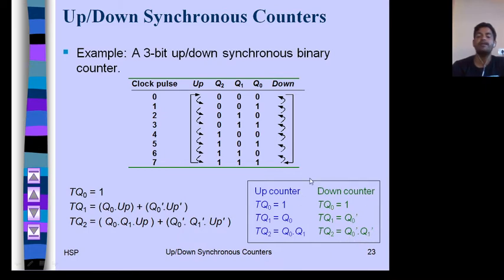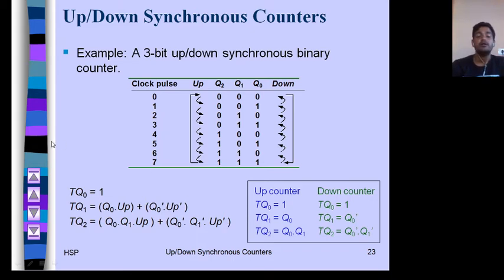Now we will combine both of these by using a select line, or you can say control line, up. From these two equations, TQ0 is 1, there is no problem. Then TQ1 is Q0 dot up plus Q0 dash up dash. TQ2 is Q0 Q1 up plus Q0 dash Q1 dash up dash.